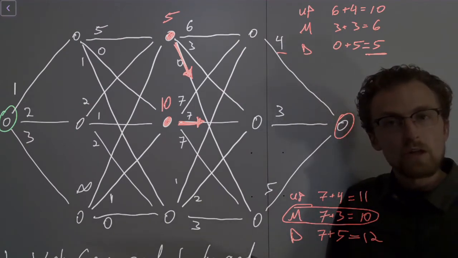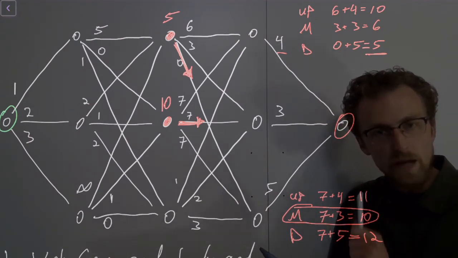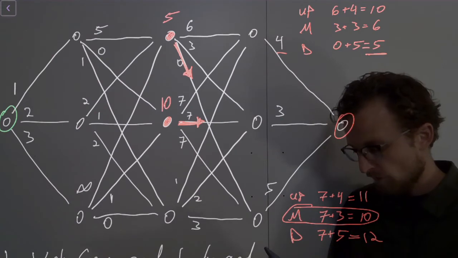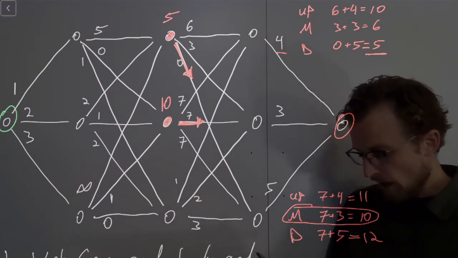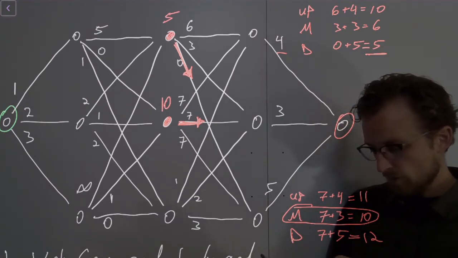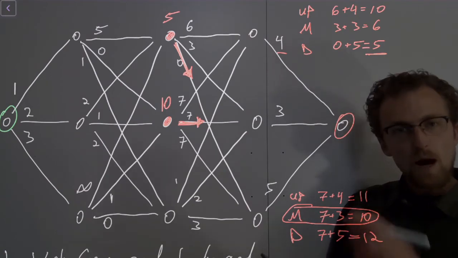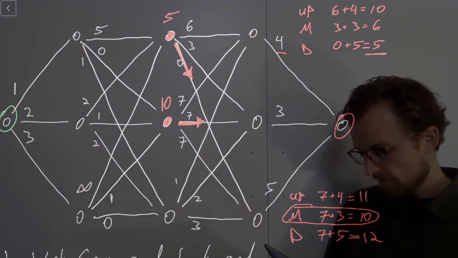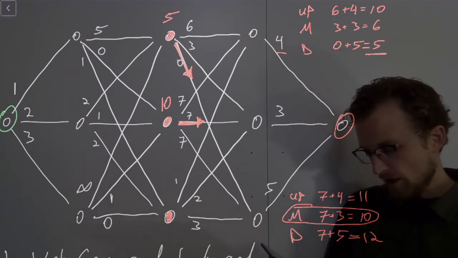So let me do the bottom one a little bit faster, and then let's interpret what we have accomplished so far. For the bottom one, I have a cost of 1 plus 4, which is 5. If I go up, I'll have a cost of 5. If I go mid, I'll have a cost of 5.